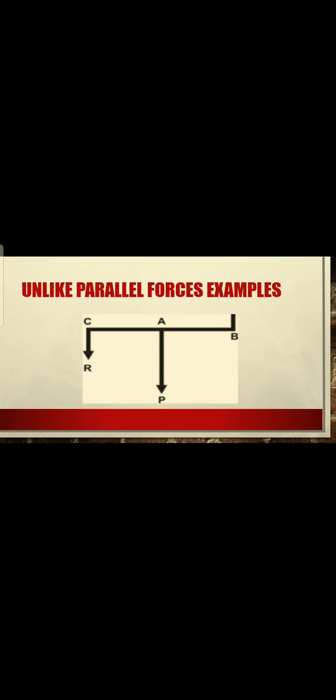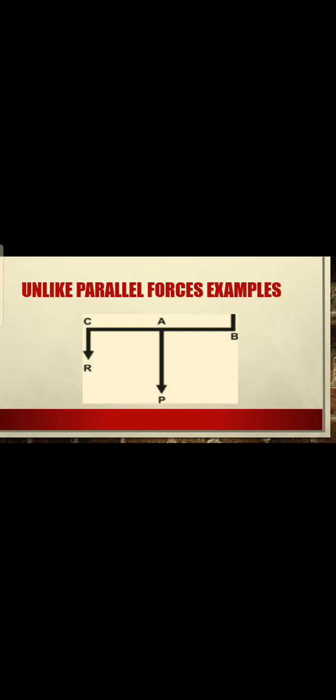In case the turning effect is produced, take the example of the seesaw. If children are playing on the seesaw, you can see that the seesaw is moving, the torque is produced, the turning effect is produced. So two forces are acting on the seesaw, but these are unlike parallel forces because their lines of action are not similar. So these are examples of unlike parallel forces.